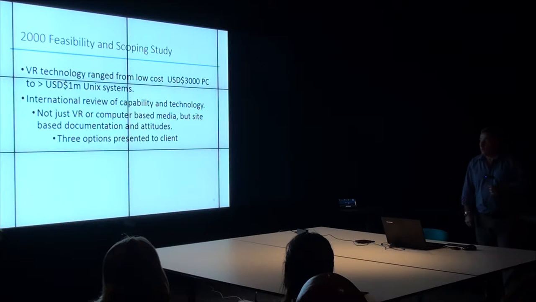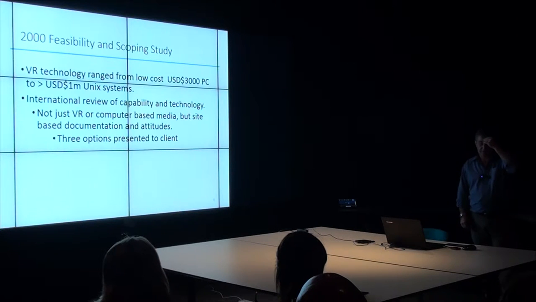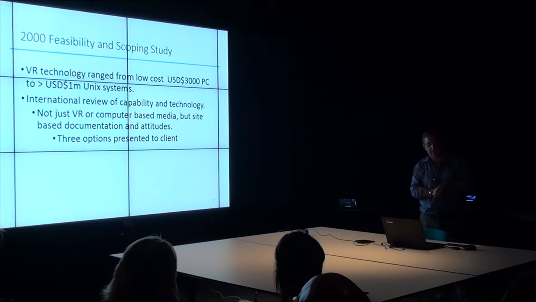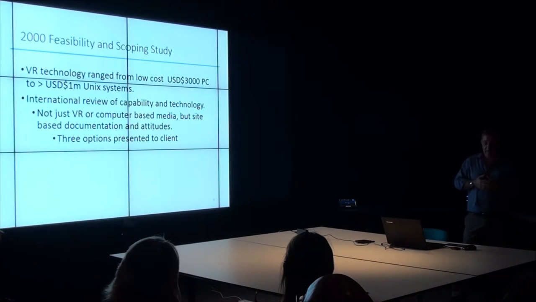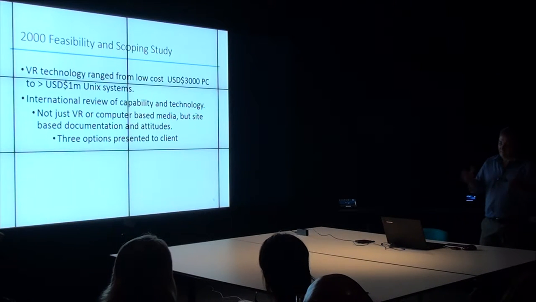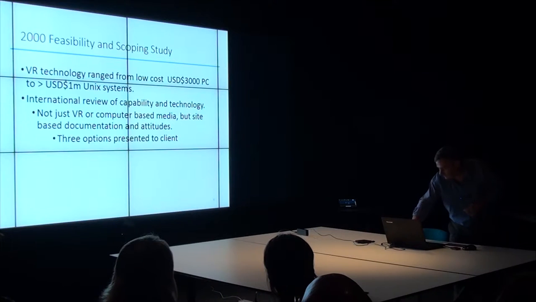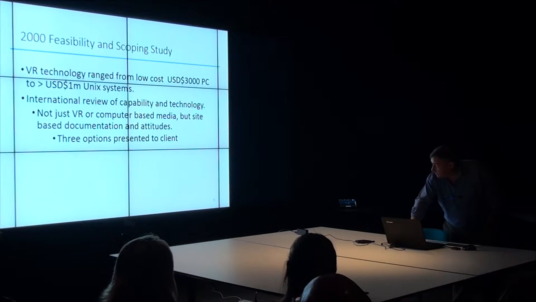So the way that we got the technology together was I did a feasibility study in 2000. I went around various research organisations and companies, looked at what was being developed at various locations within the industry. Looked not just at VR, but also all types of media, multimedia technology. And the culmination of that was that we'd got an idea of what was out there. Things ranged from $3,000 PC-based systems that Ames and CSIRO were producing, up to the multi-million dollar aircraft simulators used by people like Qantas. So essentially there were three options that we came up with that we presented to the client.